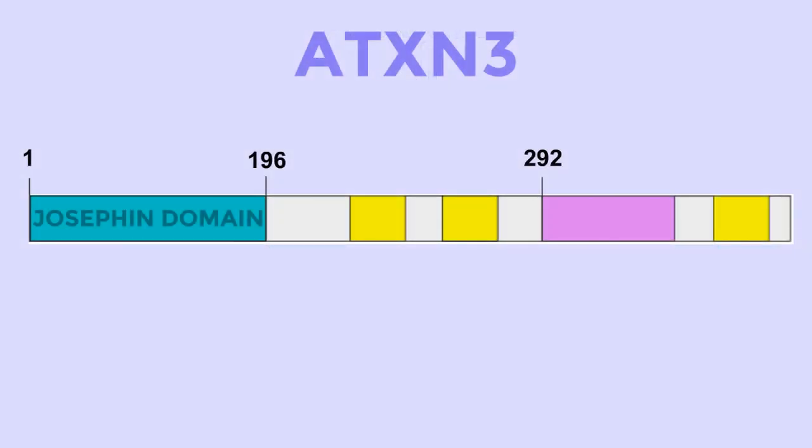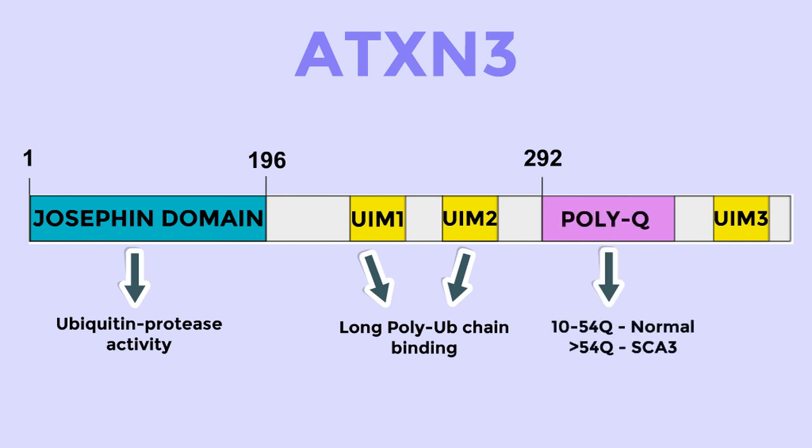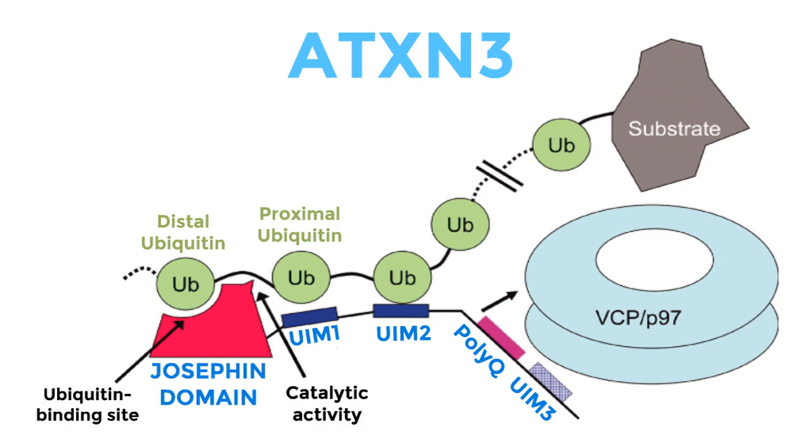The ATXN3 gene contains an N-terminal Josephin domain, two ubiquitin interaction motifs, UIMs, a third putative UIM in the C-terminal end, and a poly-Q stretch in SCA3 patients. The first two UIMs act as a polyubiquitin binding domain, allowing for a K48-linked polyubiquitin chain on Ataxin-3. The third UIM does not play a role in this. The Josephin domain is used to cleave the long polyubiquitin chains.